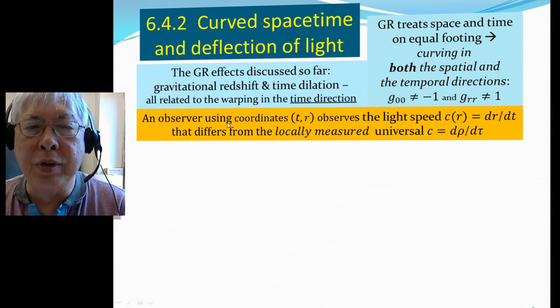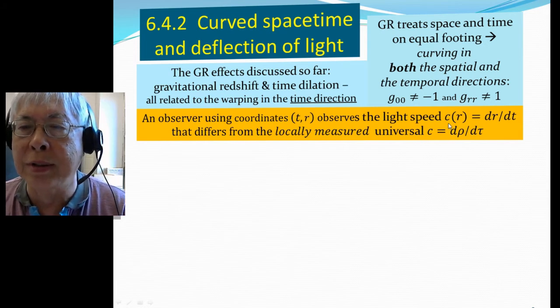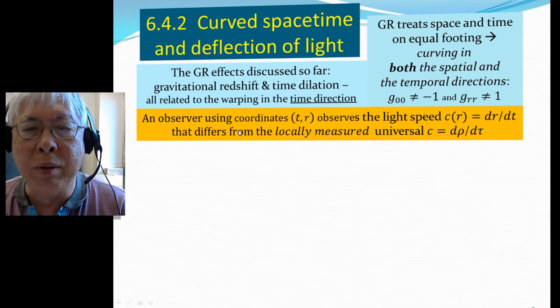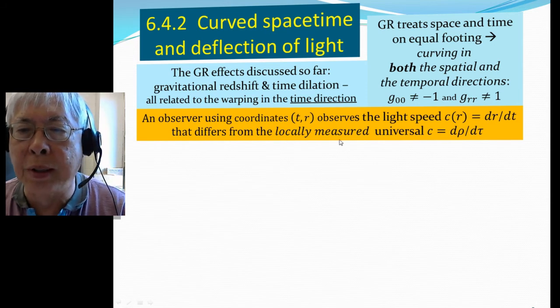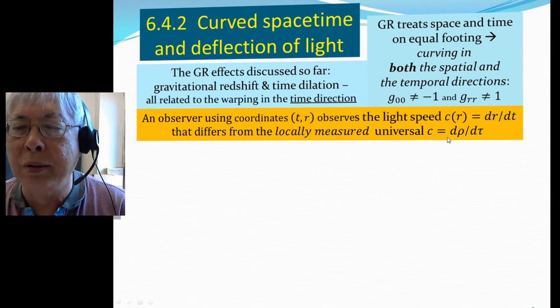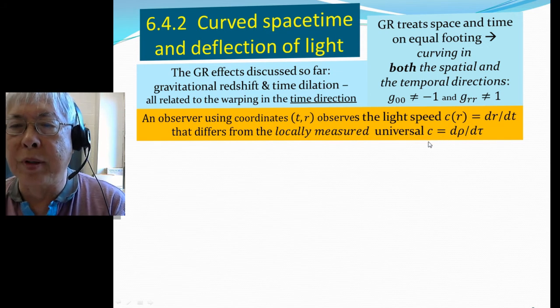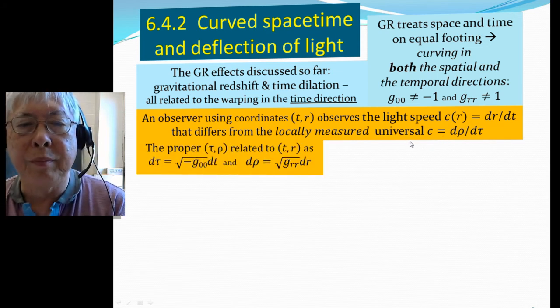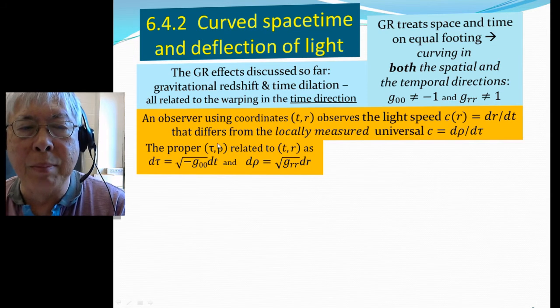Now an observer using these coordinates, time coordinate and distance coordinate, to observe light speed, c defined as dr/dt, would find it differs from the locally measured distance and time, which give the universal c = d rho/d tau. The proper time and proper distance are related to the coordinate time and coordinate distance by the formula we talked about, basically a square root factor of the metric elements.